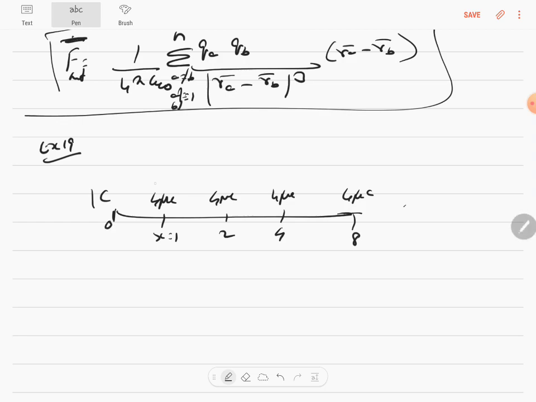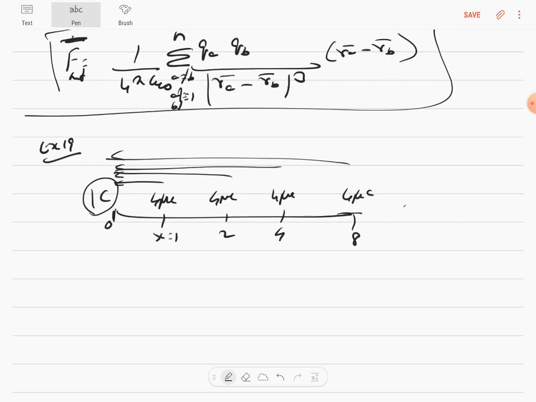The force exerted by each of these charges will act on this charge. It's a force exerted only on the 1 coulomb charge, not among each other. It's not a force between every charge. It's a force that is exerted on 1 coulomb. Due to the position 1, the force will be 1 by 4 pi epsilon naught into 1 coulomb into 4 microcoulomb.